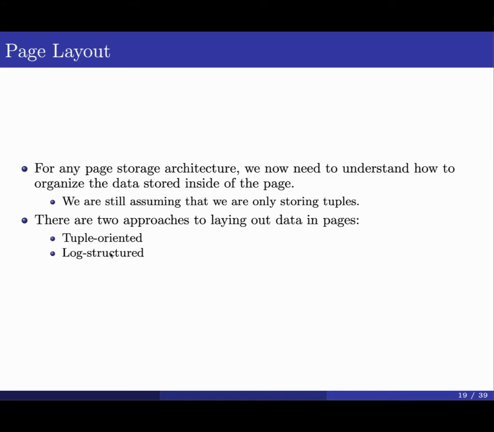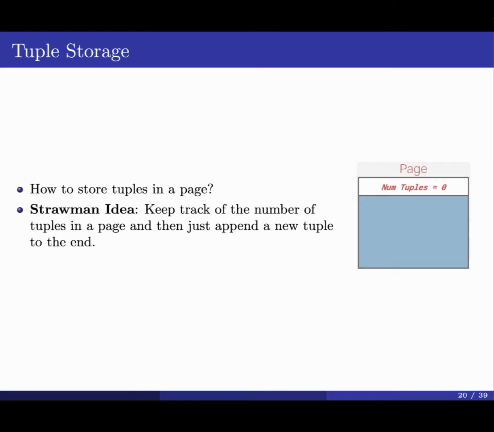Let's take a look at both of them and see what the difference is and when we're going to use each of them. The simple thing here is the tuple storage. That means I'm going to show you a simple way to store the data on disk. When you say it's a strawman idea, that means this is a dumb idea. Don't use it. It's not going to work. So the simple thing: I'm going to have only a simple piece of information in the header, which is a count of the number of tuples stored inside this page.